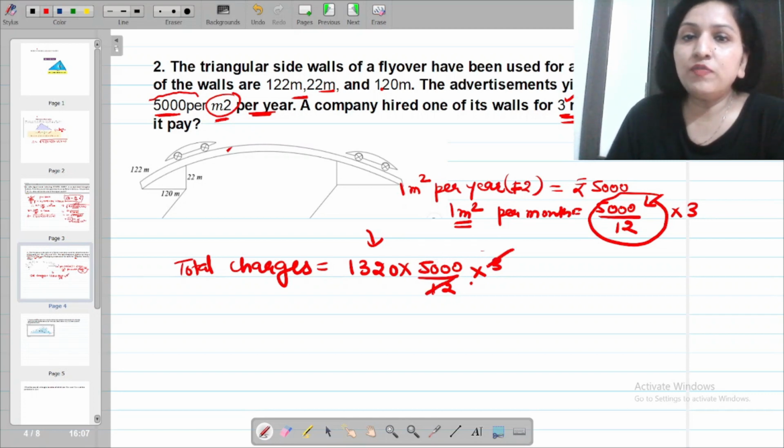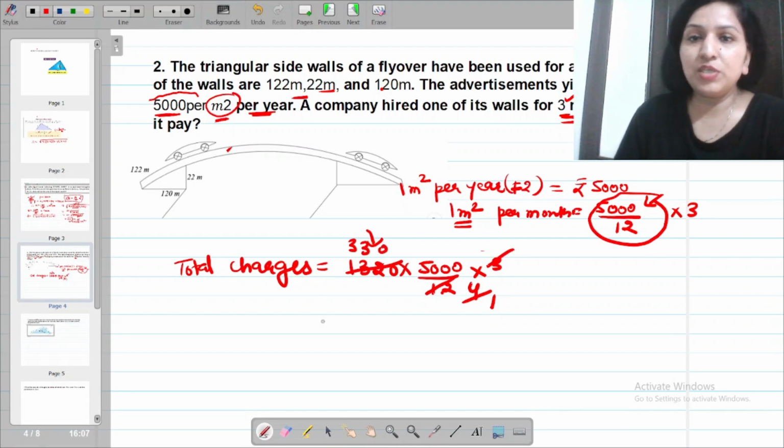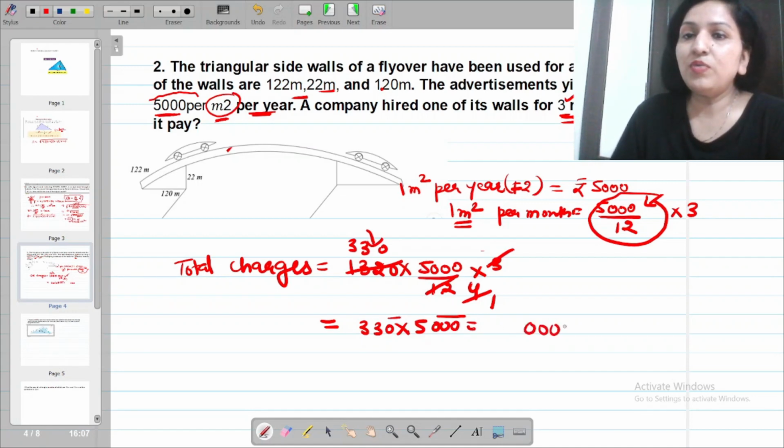3 into 4 is 12. Now 4 into 1 is 4. 4 into 3 is 12. 4 into 3 is 12 along with a 0. So I am getting 330 multiplied by 5,000. All the zeros will go to your answer. 3 zeros here and 1 zero here. So I'll directly write 1, 2, 3, 4.